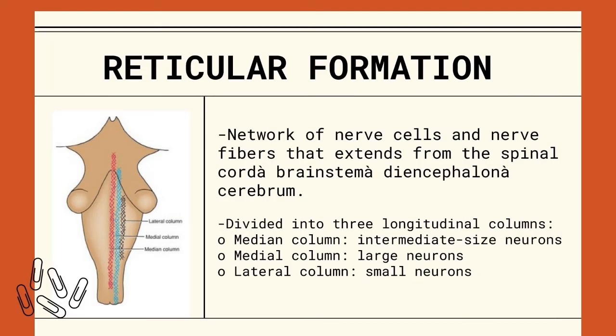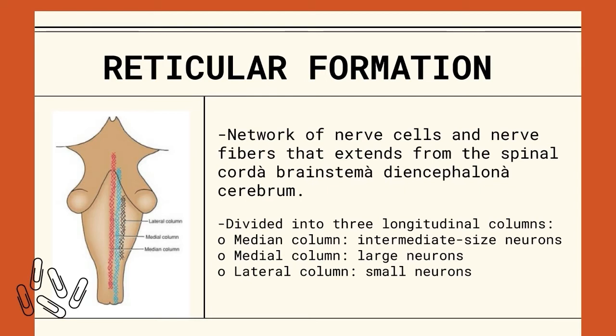Next would be your reticular formation. So this is a continuous network of nerve cells or nerve fibers that extends from your spinal cord to the medulla, pons, and midbrain, as well as your subthalamus, hypothalamus, and thalamus towards your cerebrum. So you can say that these are just your nerve fibers that extends from your spinal cord to your brainstem to your diencephalon until it terminates in your cerebrum.